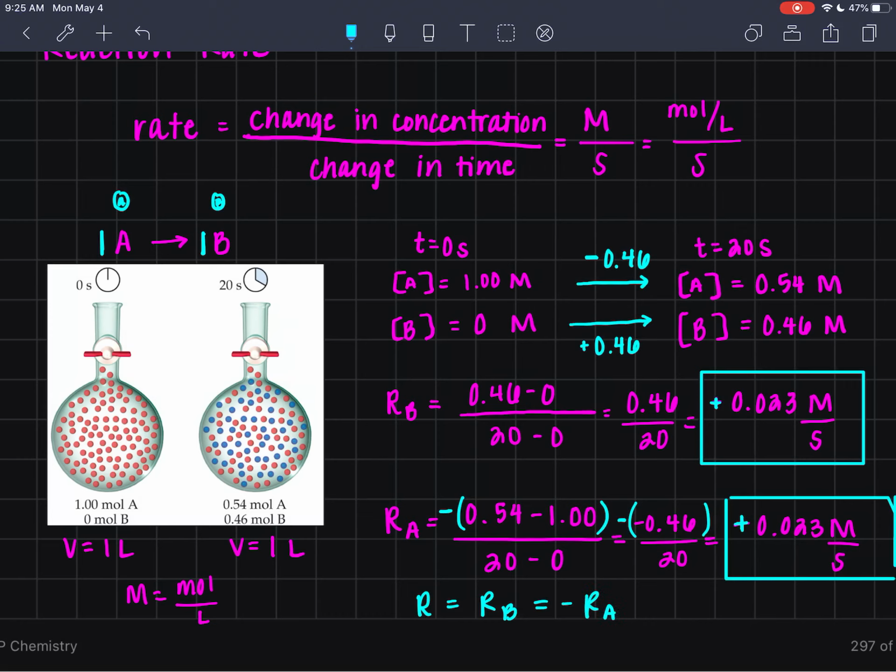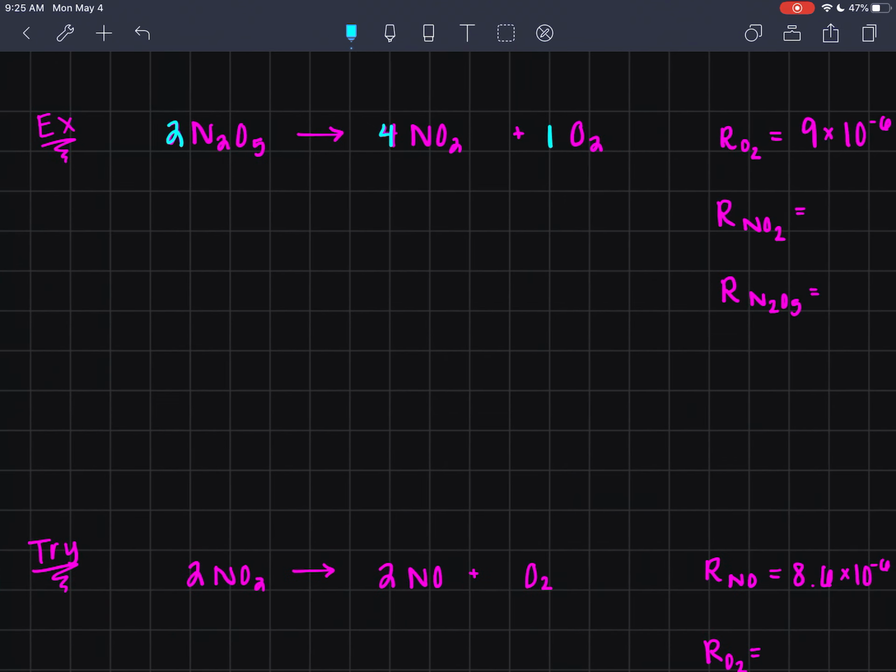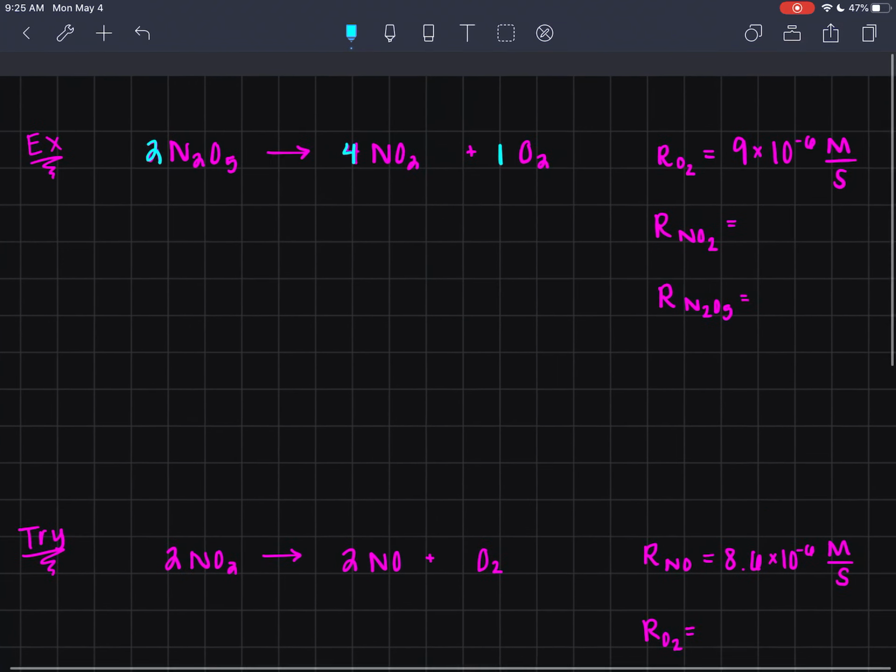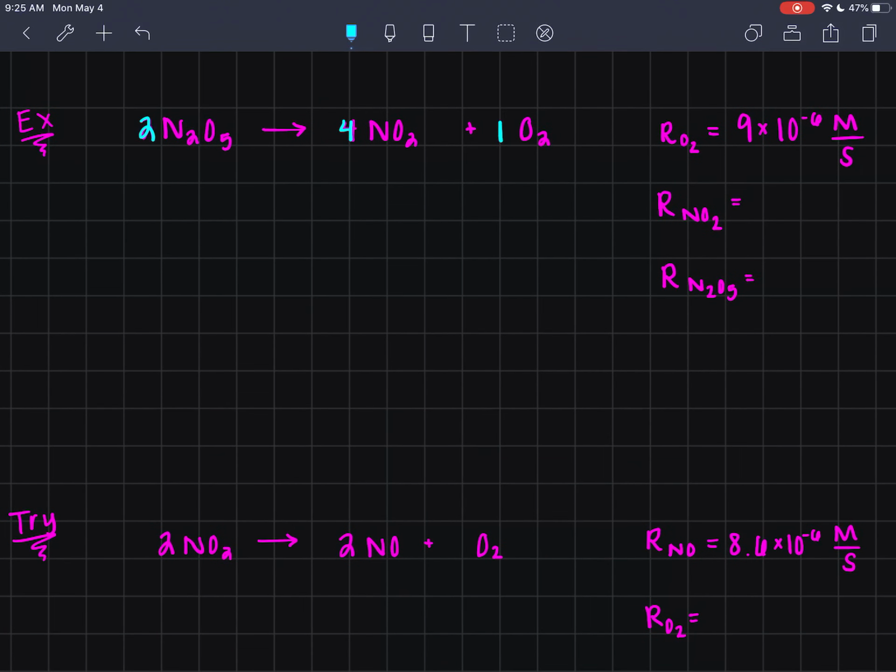Now this is a simplistic equation with only one component becoming another component. So let's talk about an example that's slightly more complicated. So we've got this reaction right here up above. I've been given the rate at which oxygen is being produced, 9 times 10 to the negative 6 molar per second. I want to figure out what's the rate of nitrogen dioxide and what's the rate in regards to dinitrogen pentoxide. Now the way that I would do this is with a BCA table.